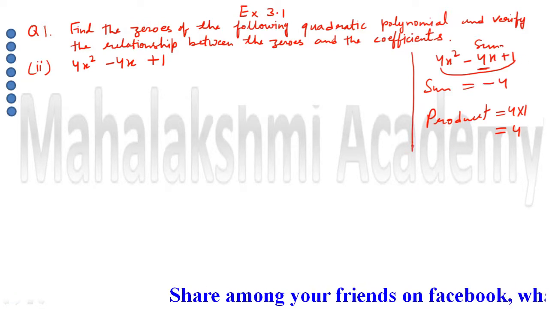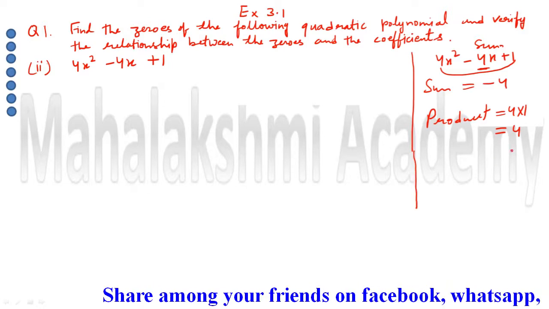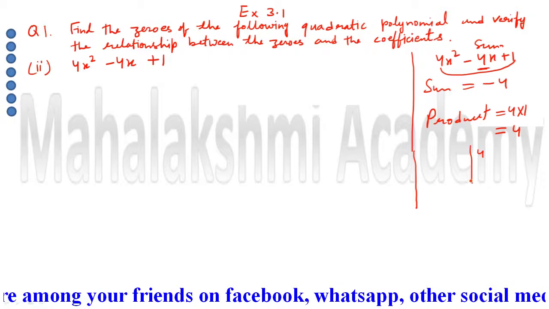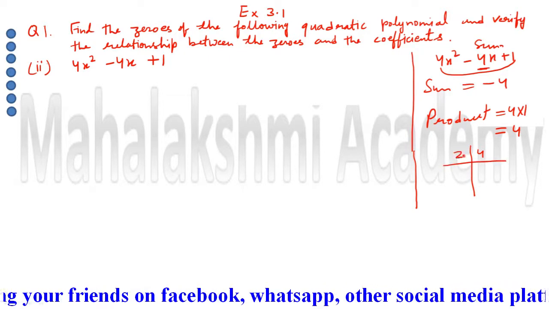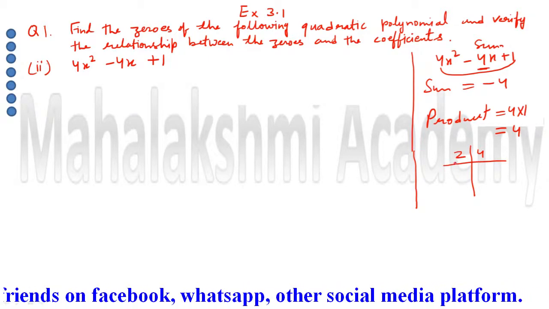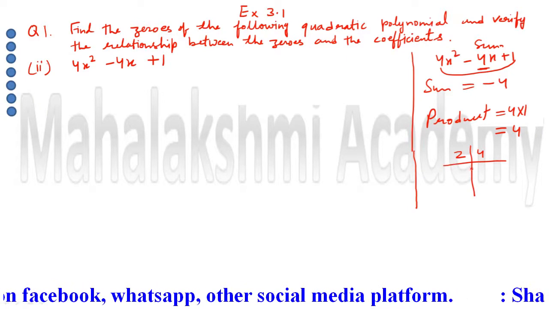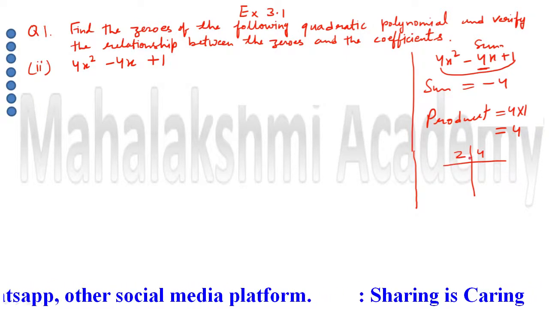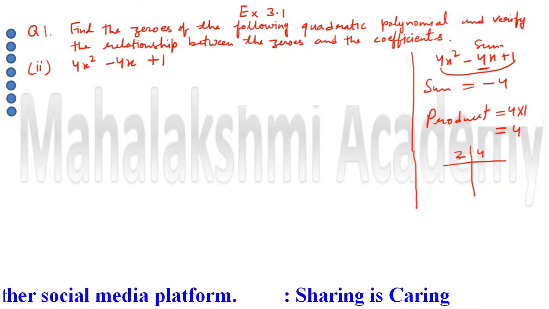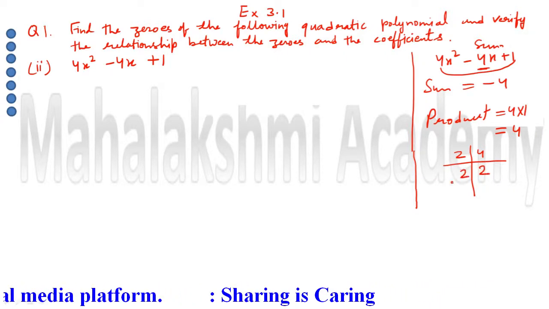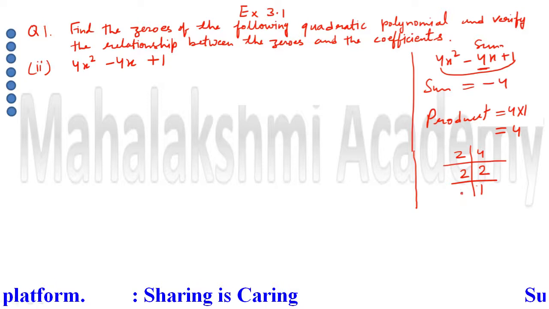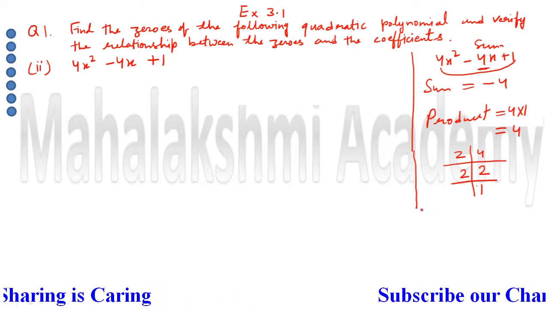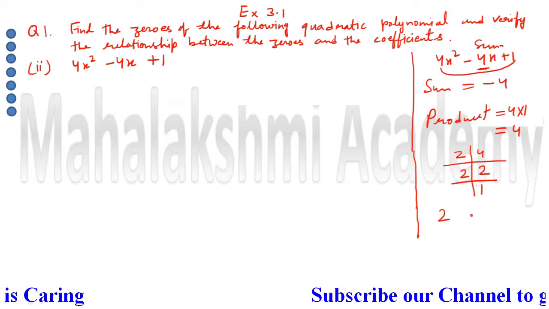Now we have to factorize this product. So 4, we start to factorize. Prime factorization means we only select the prime numbers. Prime numbers means the numbers which are divisible only by 1 and itself, like 2. When we divide 4 by 2, we get 2, then take 2 again, we get 1. So we have got the factors as 2 and 2. Write these two factors here.